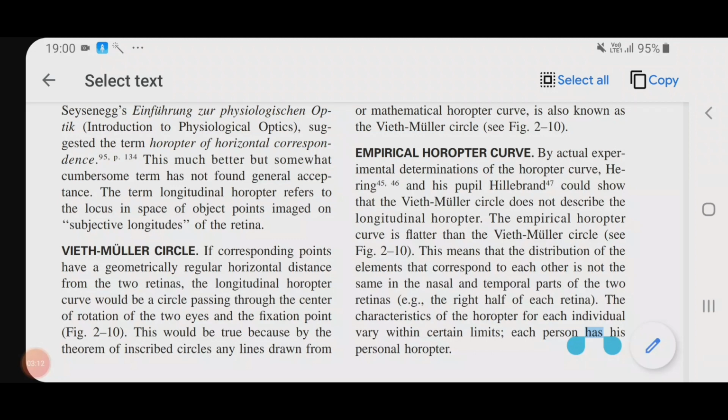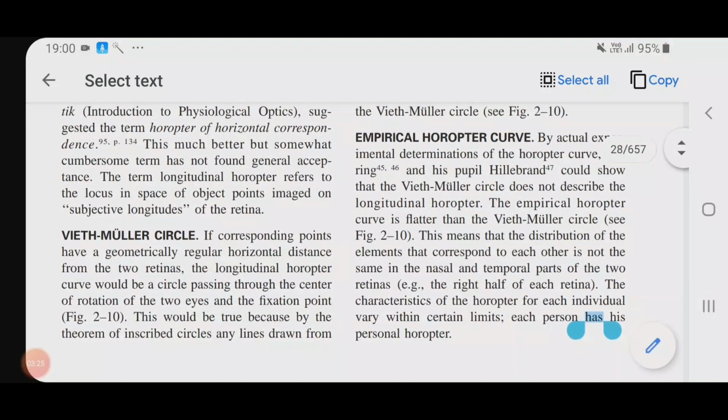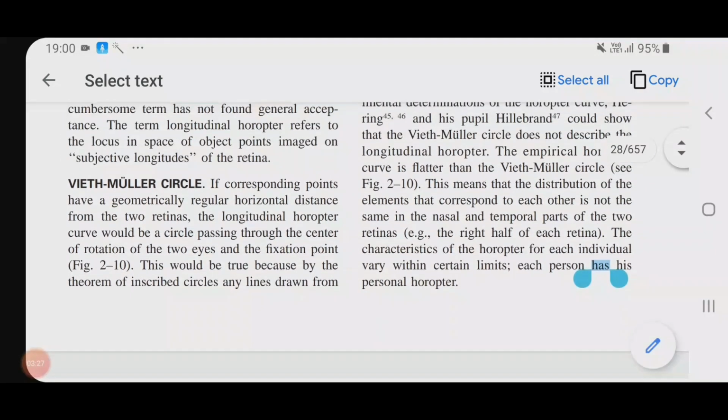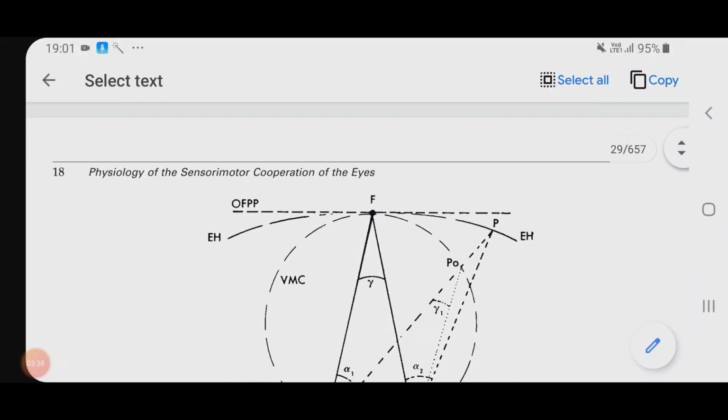This means that the distribution of the elements that correspond to each other is not the same in the nasal and temporal parts of the two retinas. The characteristics of the Horopter for each individual vary within certain limits. So each person has their personal Horopter. Like the nasal and temporal parts, the distribution of the elements does not correspond to each other. Okay, so let's have a look.